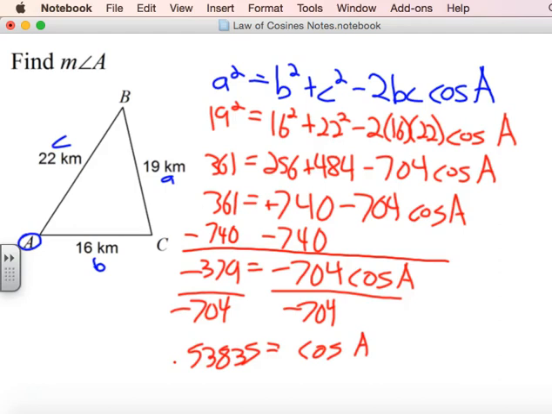Now we got to remember, how do you get rid of cosine? How do you cancel cosine? Well, you use the inverse cosine. So we do the inverse cosine of both sides. That'll cancel and leave A. And when we do the inverse cosine of 0.53835, you get 57.4. So we can round it to the tenths, say 57.4 degrees. So that means this angle right here is going to be 57.4 degrees. I know that's a lot, but it's just working through the algebra once you get everything plugged into the formula where you need it to go. Let's do another one.